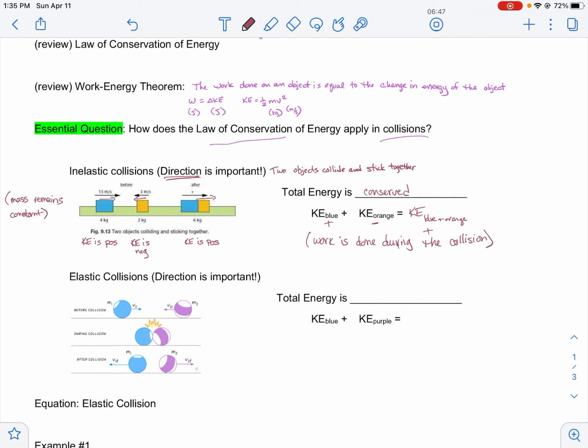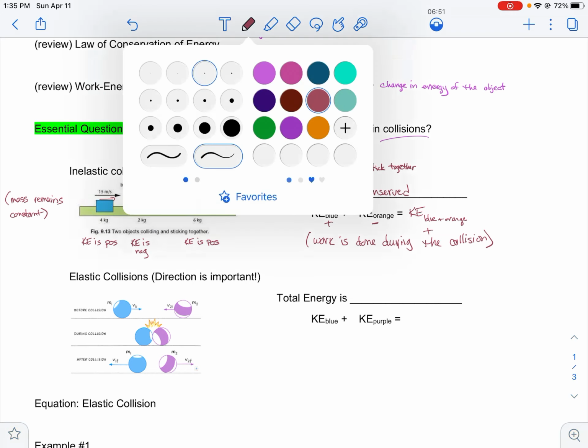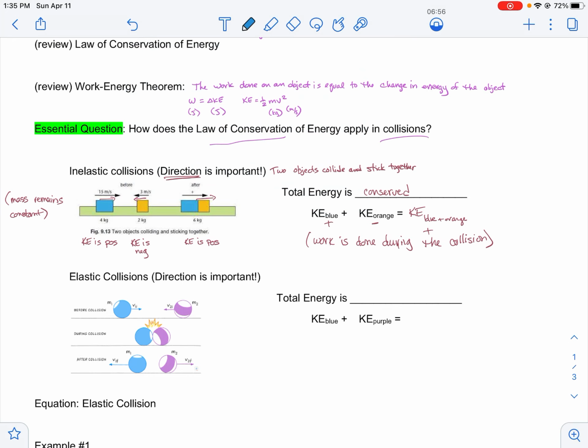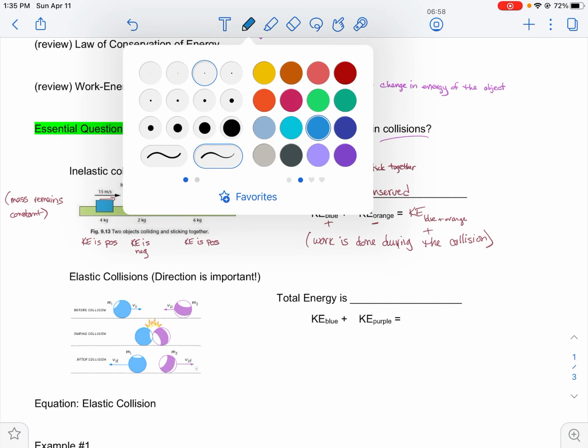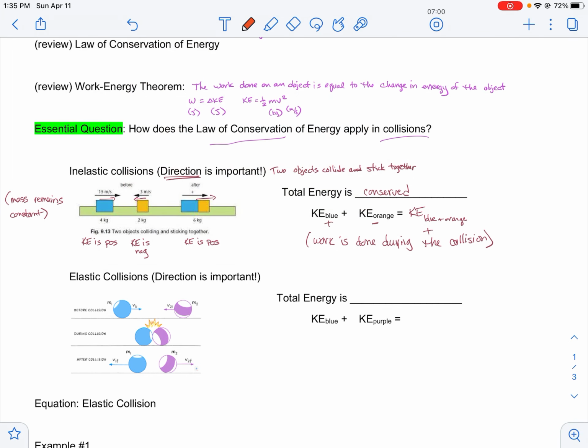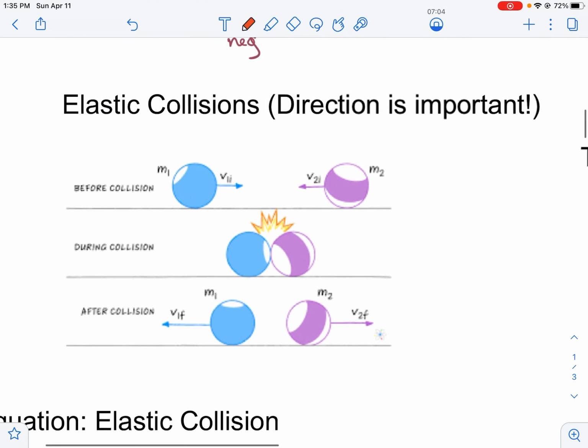All right, so let's go ahead and look at an elastic collision. This is where we're going to put the majority of our energy here. Oh, you know what? I don't want blue. One of the balls is blue. Let's do orange. Okay, so if we take a look at our elastic collision, what do you notice first is the difference between the elastic and the inelastic collision?